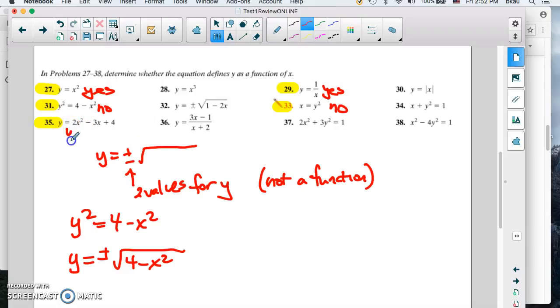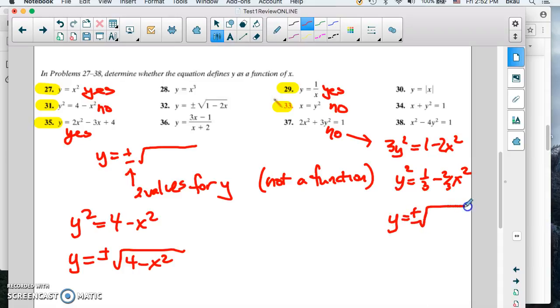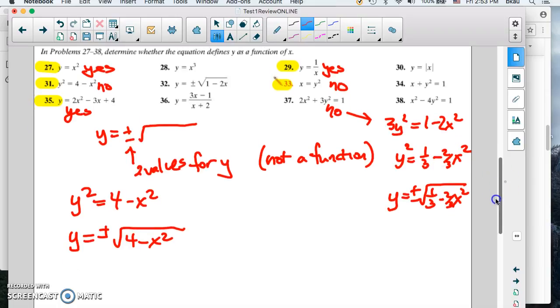This one's okay. This one's yes. And this one would be no, because you'd have to do the same thing there. To solve for y, you'd have to get a square root. So when I'm solving this one, it would be 3y squared equals 1 minus 2x squared, because the first step would be to subtract the 2x squared. We divide by 3, so it'd be 1/3 minus 2/3 x squared. Then you'd have to take the square root. So you'd have plus or minus the square root of this, which would give us two answers, a plus and a minus answer. So that would be no.